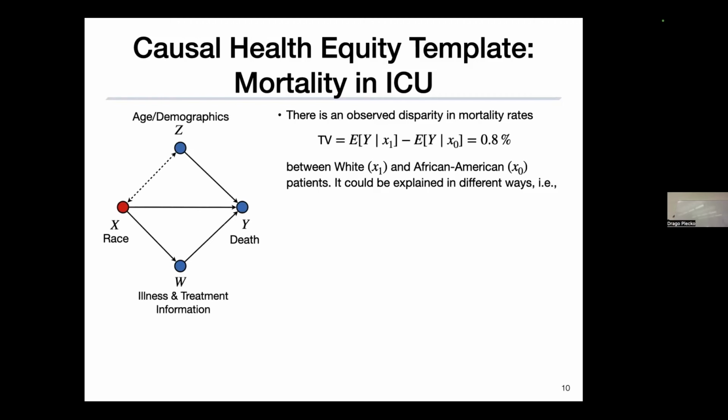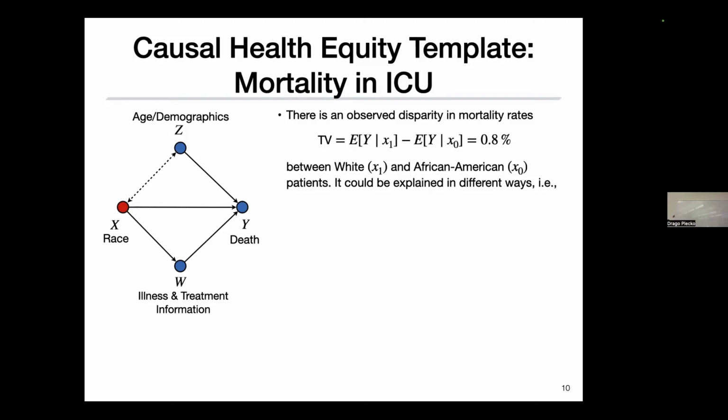So I'm going to build the model. This is a causal diagram, and I'm going to explain what is contained in it. First, X is going to be race. This is the so-called protected or sensitive attribute, the characteristic that we care about. We have illness and treatment information, W. This is the set of mediators that possibly lie on a causal path from X to Y. We have a set of confounders that could be associated with race, such as location, for example, or age.